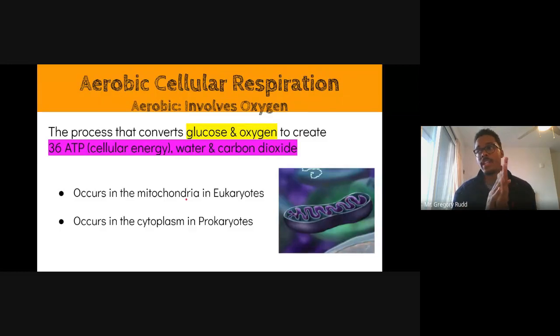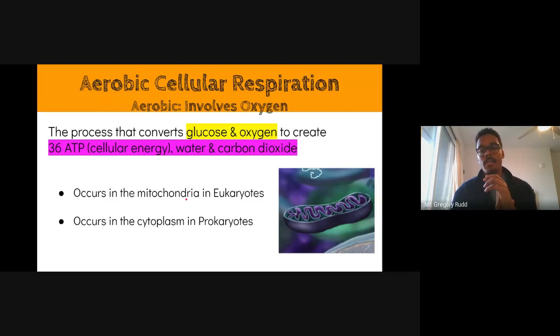Aerobic cellular respiration is the type of respiration that involves oxygen. It uses oxygen as one of the reactants. So this word aerobic means involving oxygen. This process is relatively efficient. It's not perfect, but it's relatively efficient as it's able to create 36 ATP molecules.